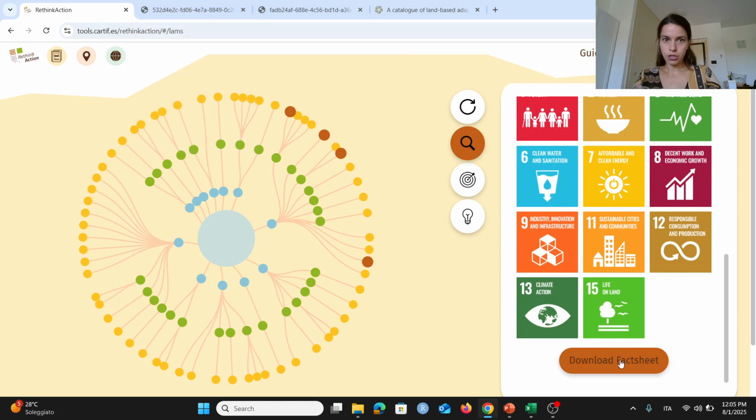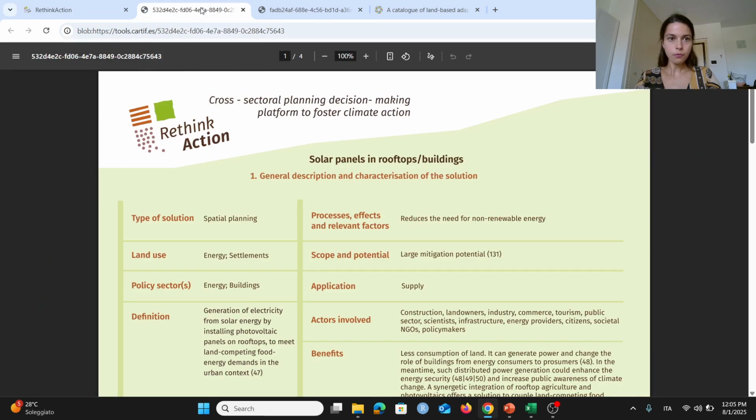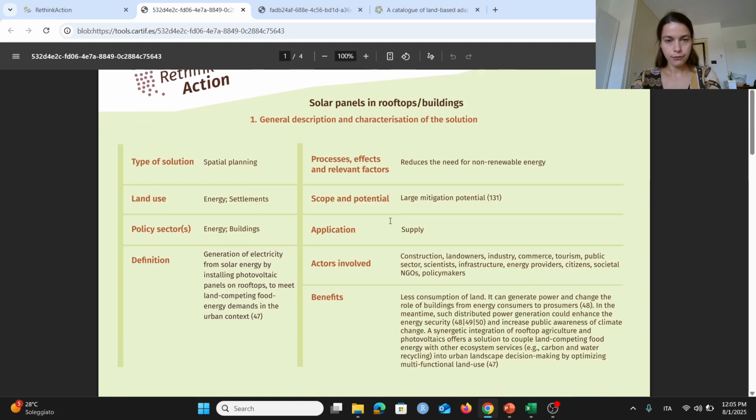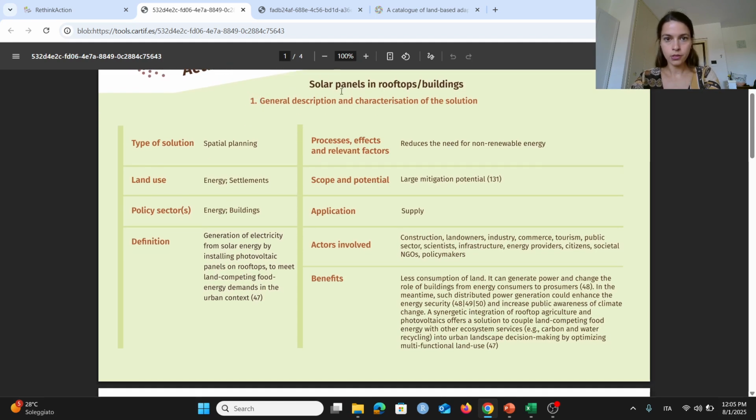Then you can download a fact sheet that contains more detailed information on that LAMS. In this case, let's explore solar panels in rooftops buildings to see what type of information can be retrieved from the fact sheet and how this information can be interpreted. In the first page of the fact sheet, we find the general description and characterization of the solution. We can learn that the type of solution is spatial planning. So it has to do with how land is used.